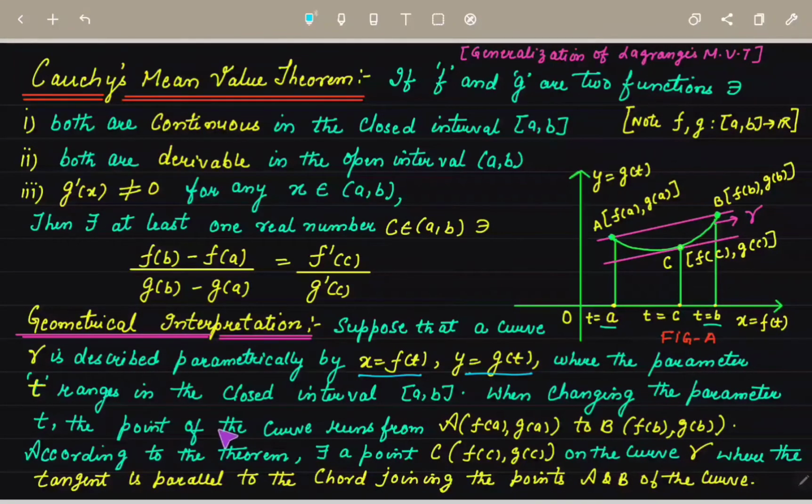According to this theorem, there exists a point C on this curve such that the tangent at this point is parallel to the chord joining the endpoints A and B of the curve. So this is the geometrical interpretation of Cauchy's mean value theorem. Next I am going to solve some examples, and I am also going to prove this theorem.